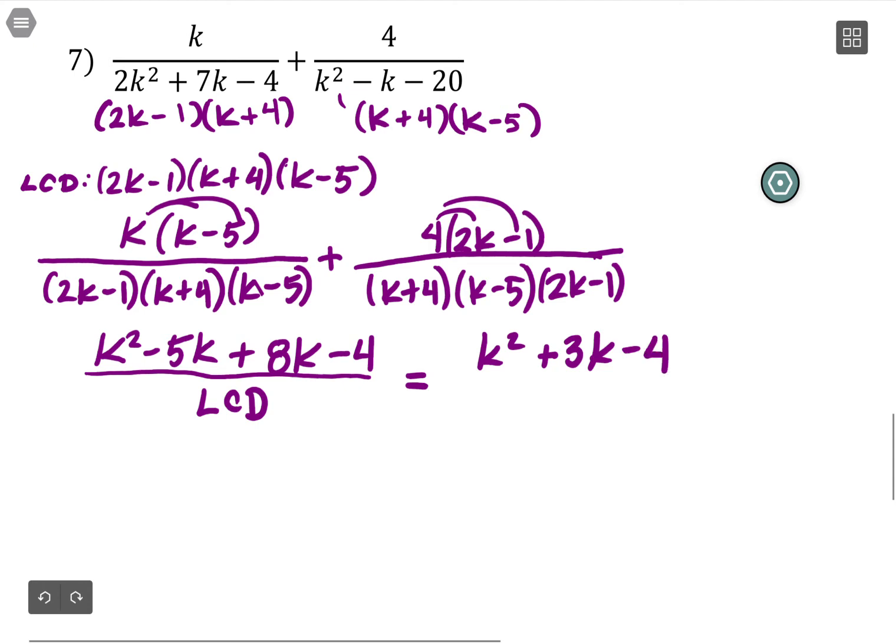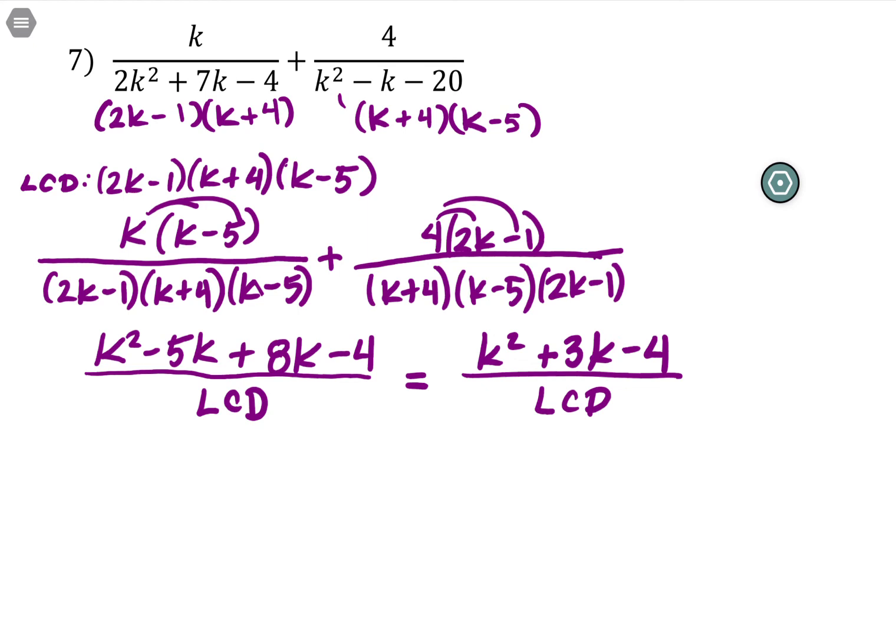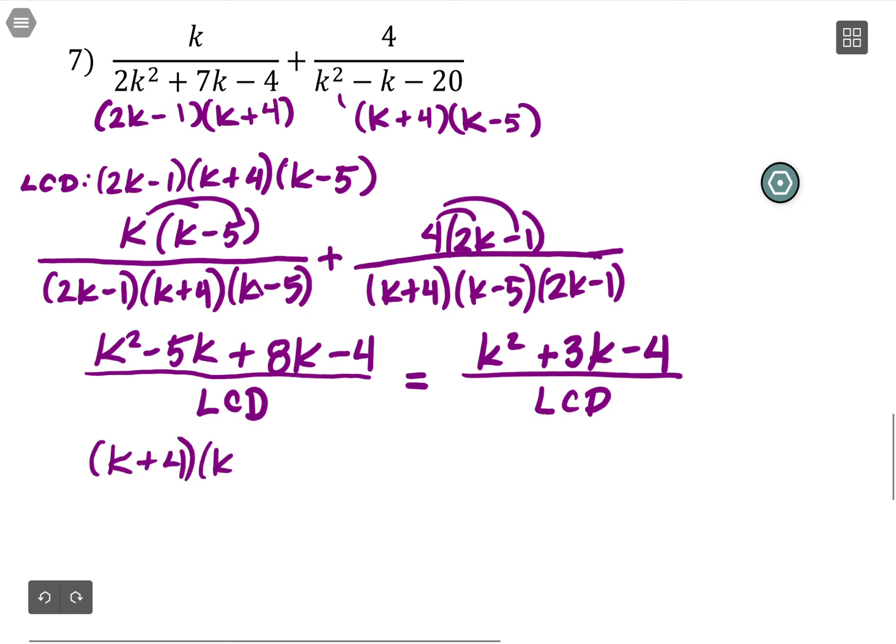That actually looks factorable. So I'm going to keep this LCD because I don't think I'm quite done. Leading coefficient is 1. The k squared has a coefficient of 1. So we're looking for factors of negative 4 that add up to 3. And that's going to be positive 4 and negative 1. And then the bottom is a 2k minus 1, k plus 4, k minus 5. So you should always be checking to see if you ended up with simplification.